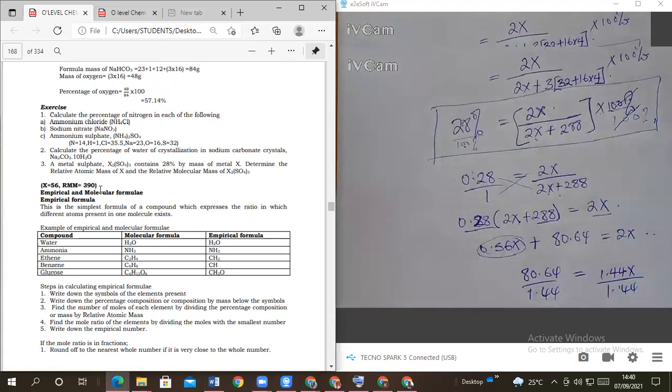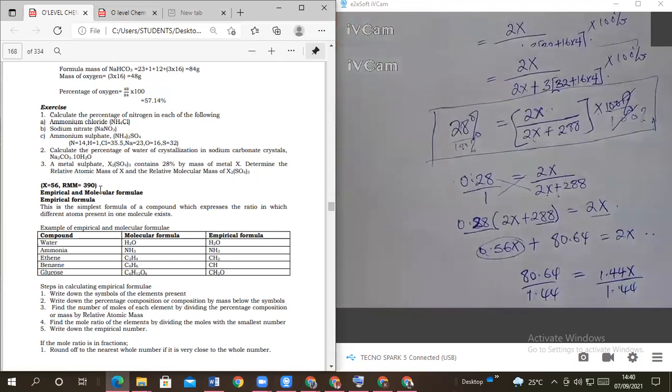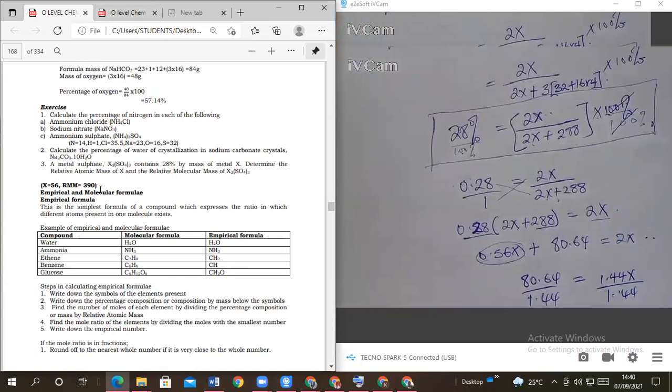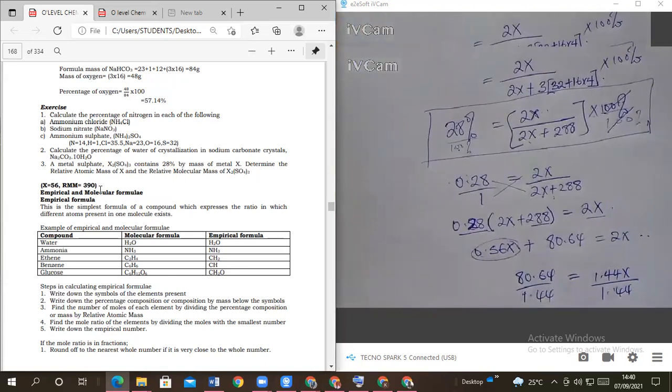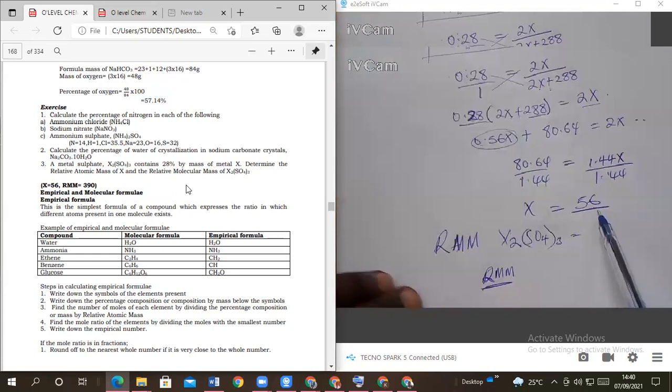Yes. Okay. So now, what is the relative molecular mass of X2(SO4)3? You have got X, substitute X and the rest, and you get from it the relative molecular mass. This is what we have here. X is 56, substitute in the formula and get the formula mass of that substance.